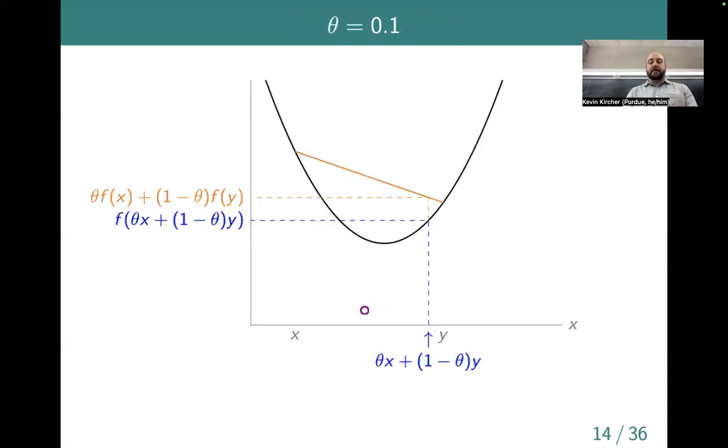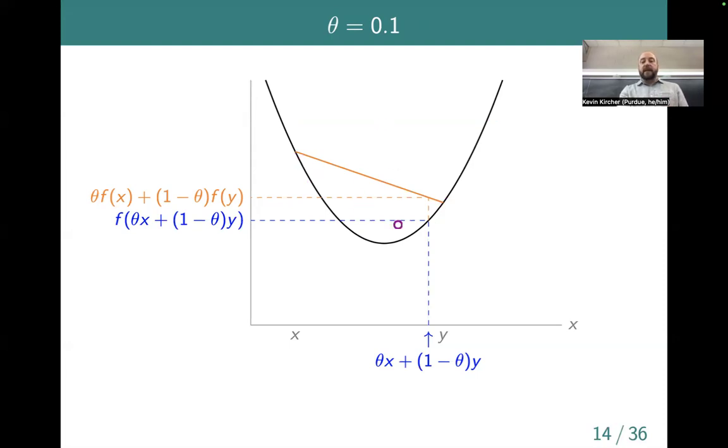So let's look at what that means geometrically. Here we're looking at a simple function, I think this is like x minus 1 squared plus 1 or something like that. Black is the function. And then there's a point x down here, another point y down here, chosen more or less at random. And this is what's called the chord. So it's the line segment that connects the 2 points that are on the graph of the function.